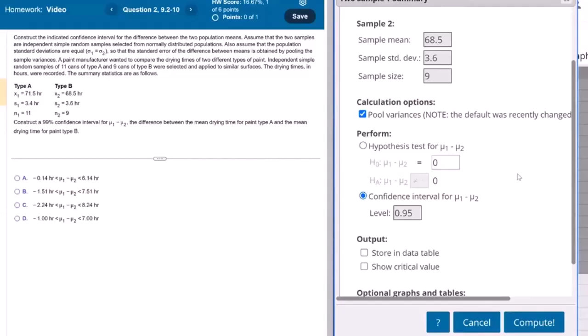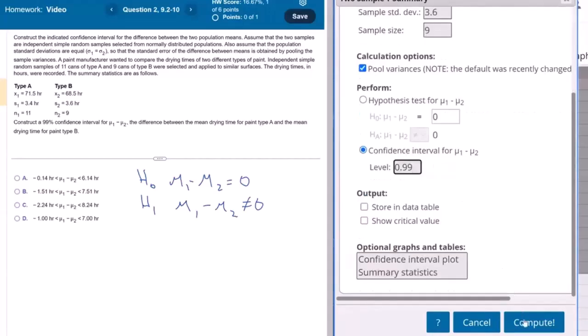First, let's see what our H0 and H1 are, because we do need to know whether this is a one-tailed test or a two-tailed test. We're looking for the difference between the two drying times. H0: mu1 minus mu2 equals 0. H1: mu1 minus mu2 not equal to 0. We have a two-tailed test. Our confidence interval is 99%, and compute.